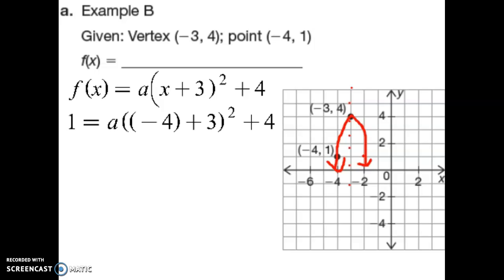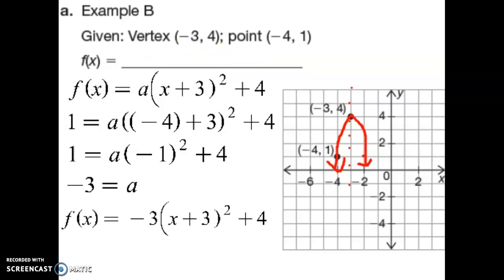Now that we substituted in -4 for x and 1 for f of x or y, now we just need to solve for a. So take a minute and solve for a. If you solve for a, you recognize that a is -3. Again, if you look at your graph, if we went 1 to the right, it would go 3 down. Also, if you went 1 to the left, it would go 3 down. So that makes sense why it's a negative, because it's going concave down, and 3 because that's sort of the steepness. Take a minute and just finish the whole equation.